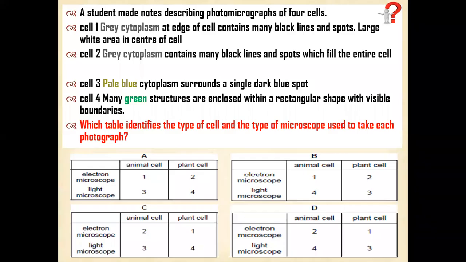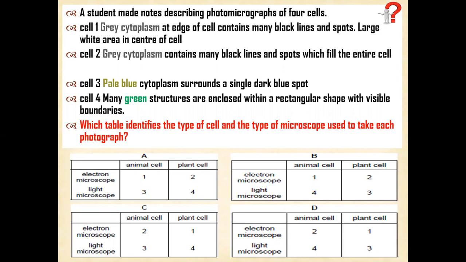In this question, we are going to differentiate between the image taken by light microscope and electron microscope. And second, we are going to differentiate between the image of the plant cell and animal cell by the light microscope and electron microscope. There is a basic difference between them: the light microscope can produce a colorful image, while the electron microscope cannot produce a colorful image. So that's the first difference we shall identify.